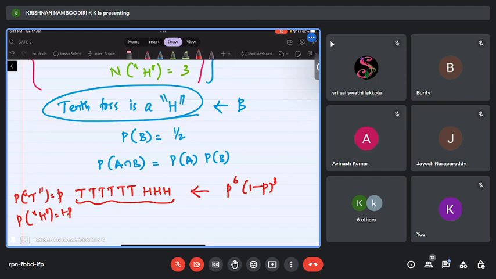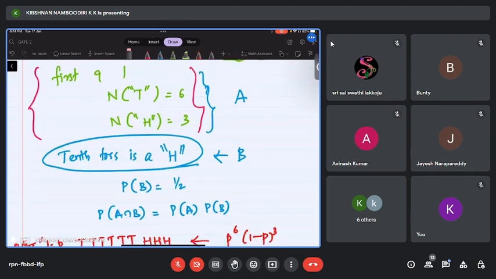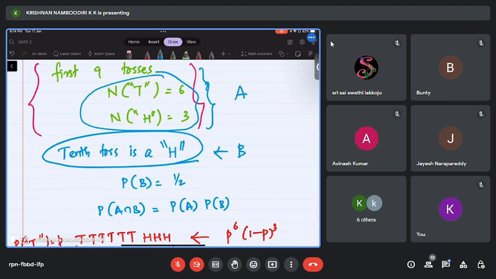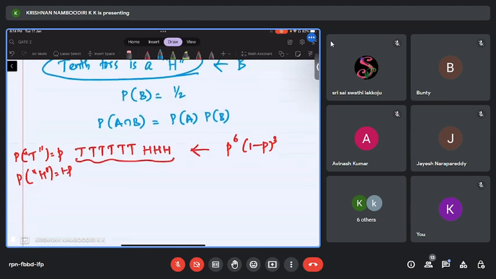So there are some number of ways this can happen. The binomial distribution tells you in how many ways this particular event can happen: number of tails equal to 6 and number of heads equal to 3. You can see in this case, out of 9, you have to have 6 tails, right?